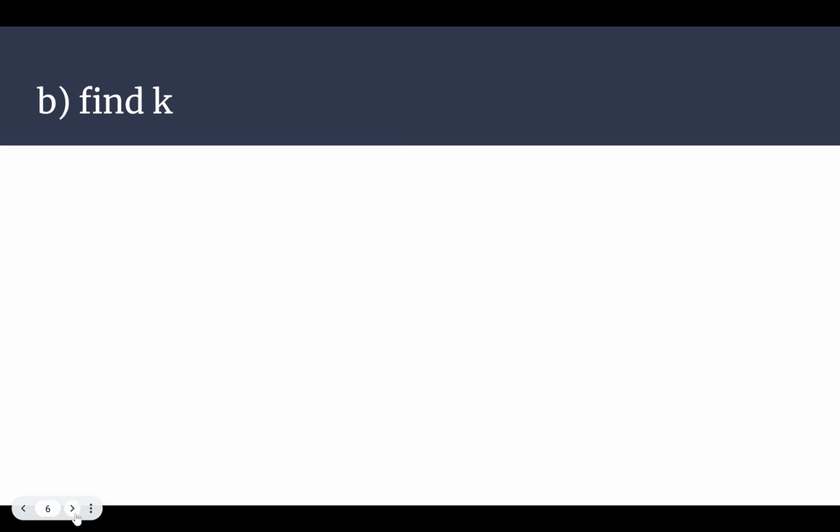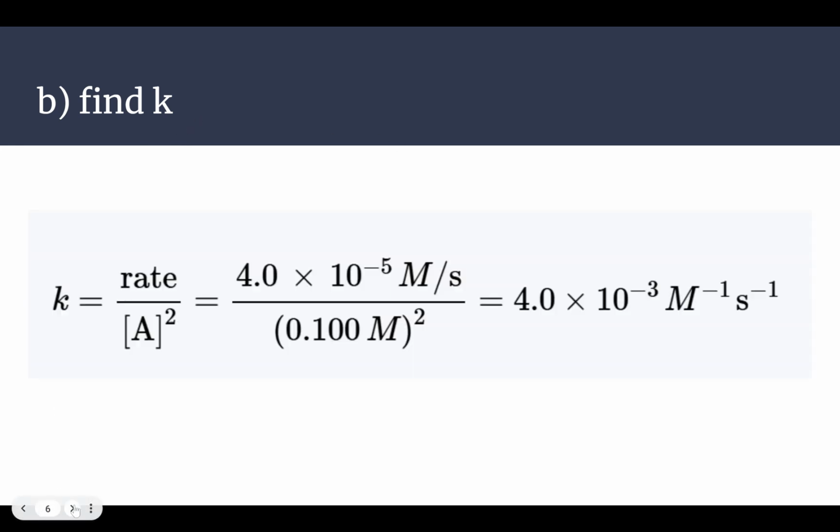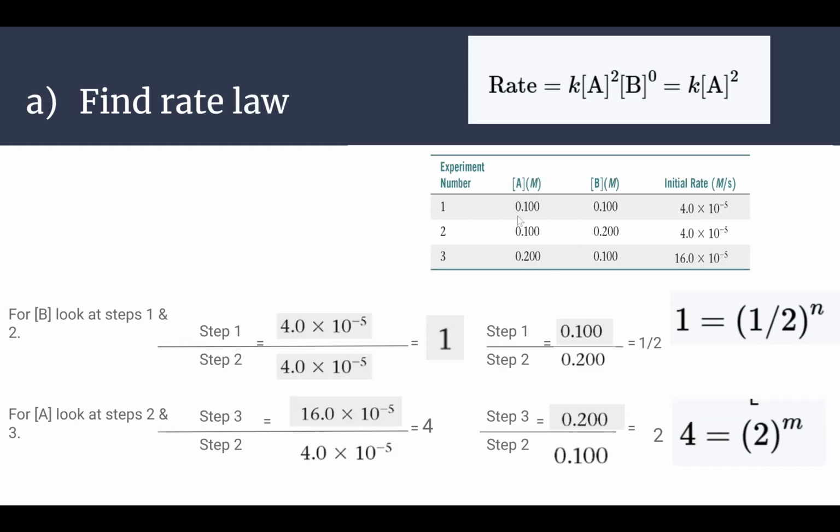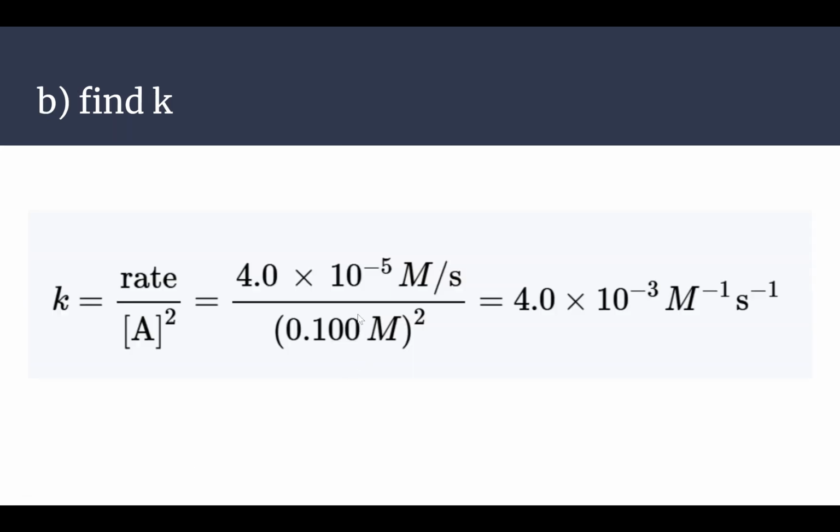Next, we're going to find k. If you didn't do that already, do that right now, just by plugging in the concentrations and the rate. A way to do this is you take the first step and plug in the A of 0.1 and the rate, and that's shown right here. So your rate constant is 4 times 10 to the negative third, and the units are molarity to the negative 1, seconds to the negative 1.